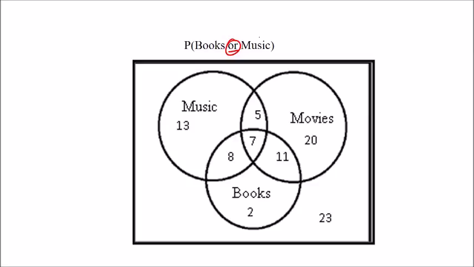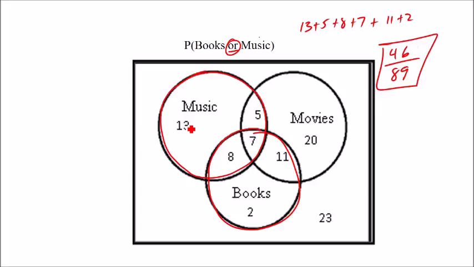So if we look at it that way, it's everybody that's in the books circle and everybody that's in the music circle put together. You're adding all of them up, right? So I got 13 plus 5 plus 8 plus 7 plus 11 plus 2. If I add up all of those, I should get a total of 46 students out of the total of 89 students. Okay, so we're adding up all of these in here. Everybody that's in books and music.